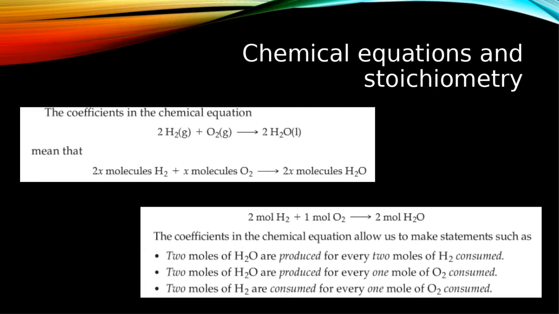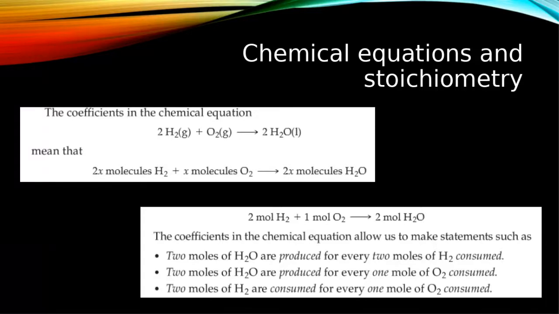And always this means 2 molecules of hydrogen and only 1 molecule of oxygen give us 2 molecules of water. This is the Avogadro number, so we call them molecules. These coefficients always mean moles. That means 2 moles of hydrogen are consumed for every 1 mole of oxygen consumed, and 2 moles of water are produced.